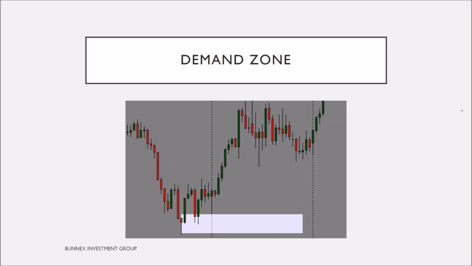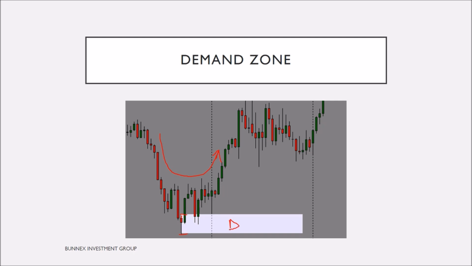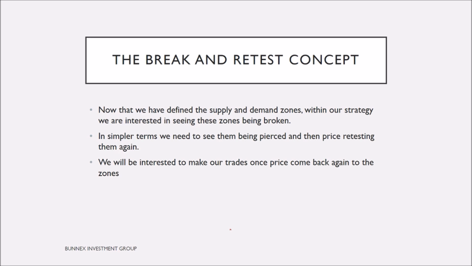Here's an example of a demand zone. Price was going down and it reversed. After its reversal, we created a point of reversal, and drawing a demand zone, we had the highest and the lowest prices from this extreme bottom candle. That is where we derived this demand zone. Basically that.